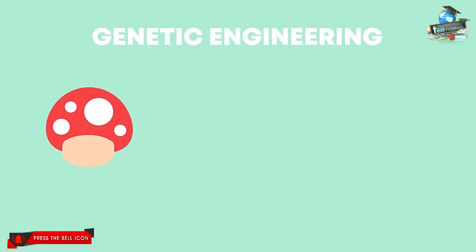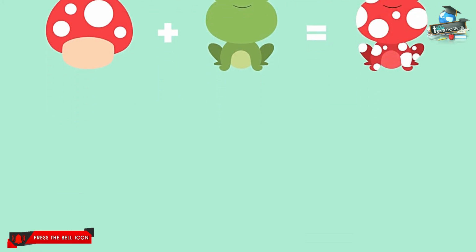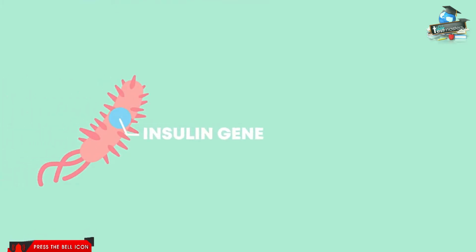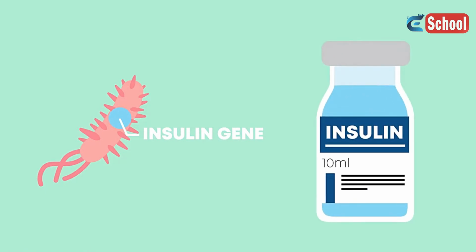Let's now look at the process of genetic engineering. How do you transfer a genetic characteristic from one organism to another? Although it's a very complex process, it can be summarized rather simply. We'll use the example of how the insulin gene is inserted into a bacterium in order to manufacture large amounts of human insulin.